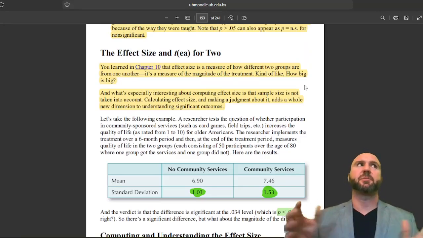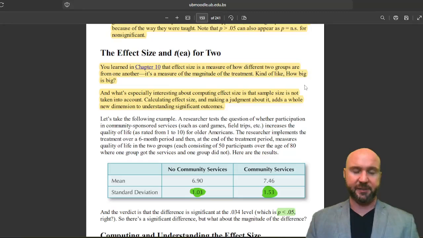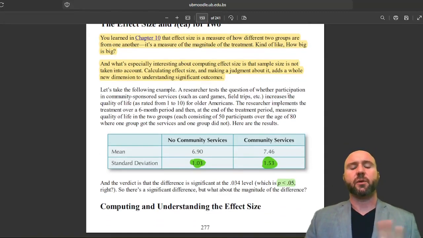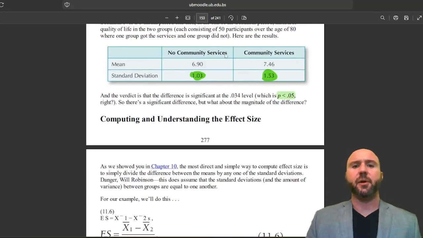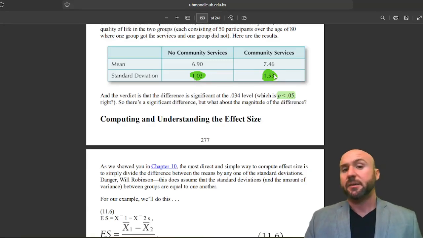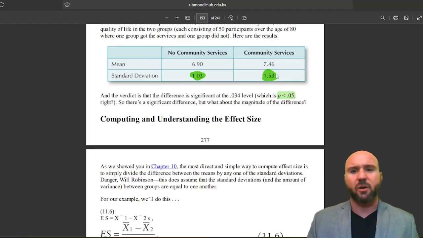So here, let's pretend that the example does have statistical significance. We're returning to effect size. Here, we have the mean of group 1, no community service, compared to the mean of group 2, with some community service. Notice that the standard deviation is quite different: 1.03 versus 1.53. That's a pretty big difference. It's a judgment call whether or not you want to say that the assumption of homogeneity of variance has been met.